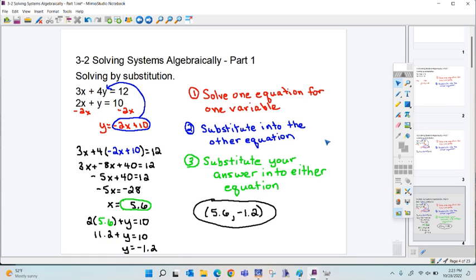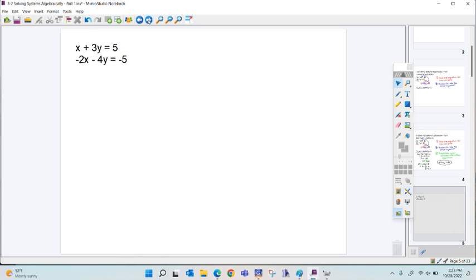Okay. All right, so substitution, algebraically. Okay, let's go through this one. On this one, which one of these is going to be easier to solve for a single variable? The first one. Okay, the first one, and what variable would you solve for? You solve for x. Let's solve for x on that one.